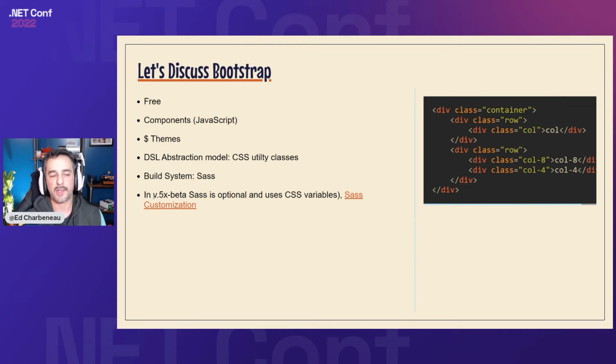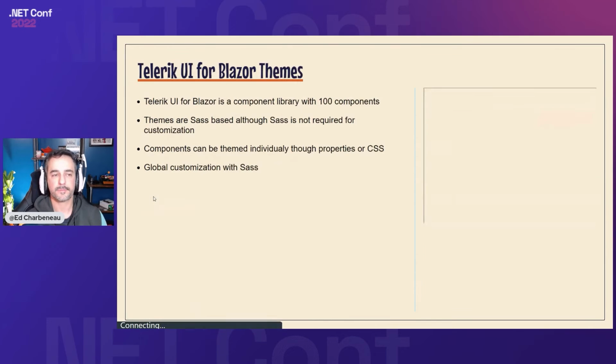It does use Sass until version 5, where it's actually an optional thing. They're switching to CSS variables for the next version of Bootstrap. But if you're using an older version of Bootstrap, it uses Sass as the compiler. I use Sass in my projects anyway, so Bootstrap is often like a prototyping framework that I'll use to get things up and running quickly.